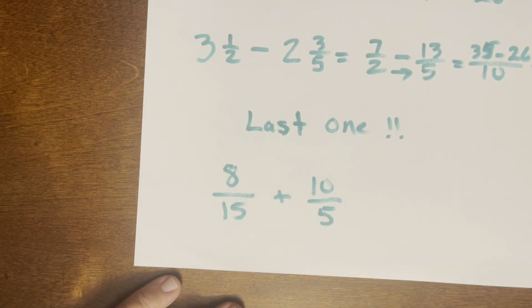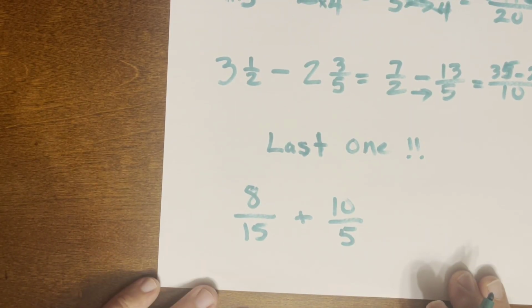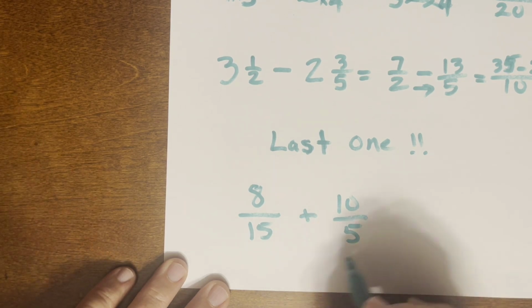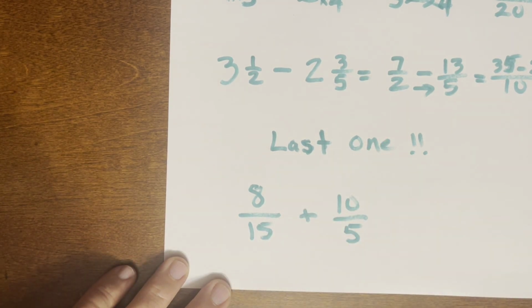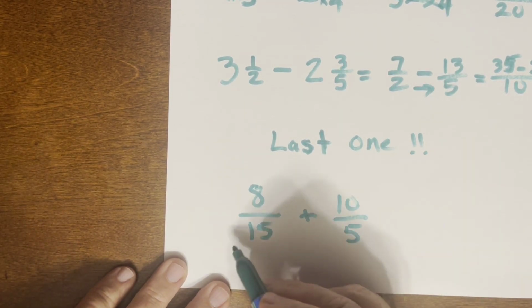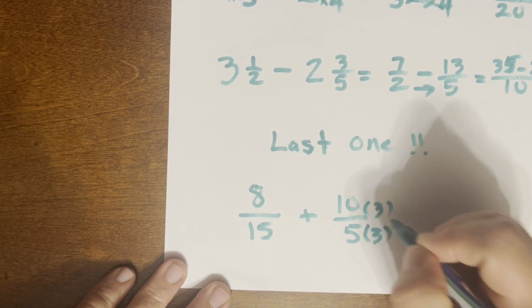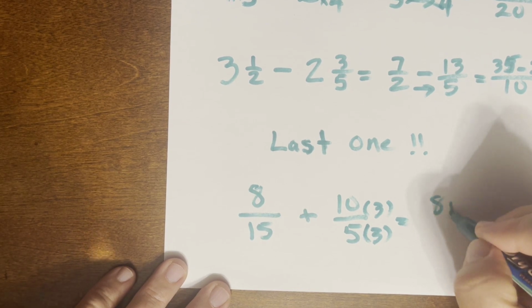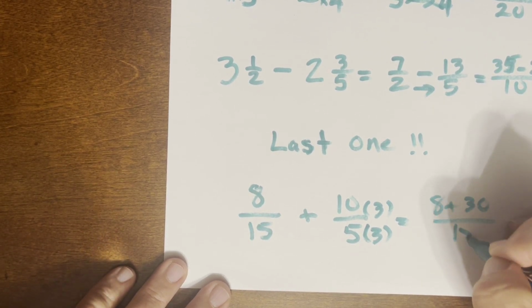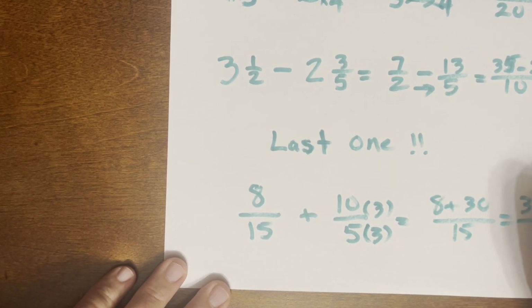Last one. All right, here we go. Now, 5 goes into 15. Big deal. 5 goes into 15 3 times. So whatever I do to the top, I do to the bottom. So this is what I have. I have 8 plus 30 over 15, which is 38 over 15.